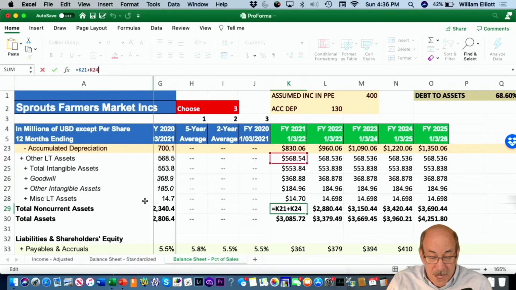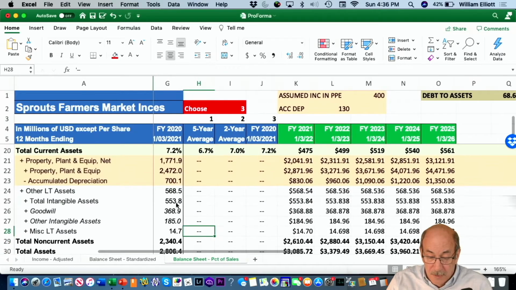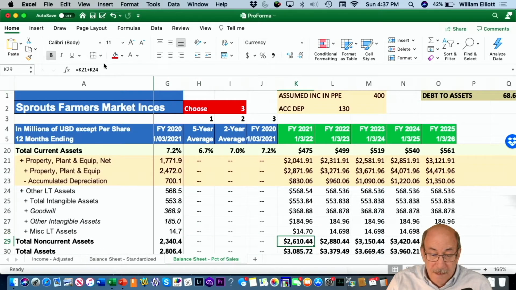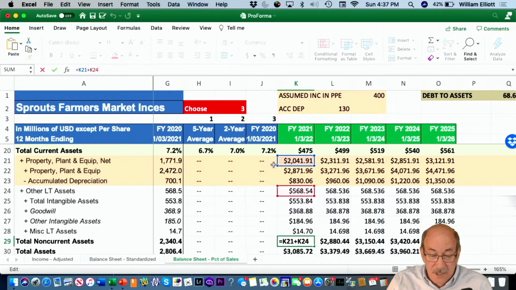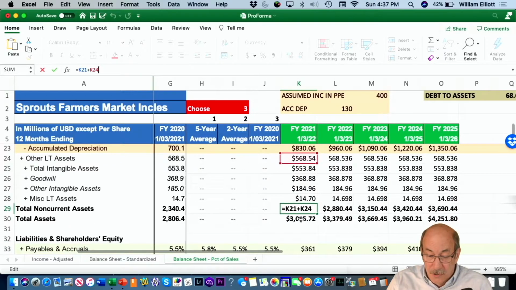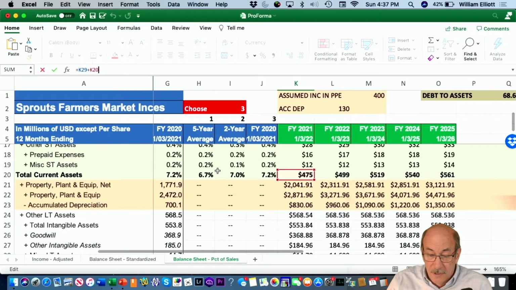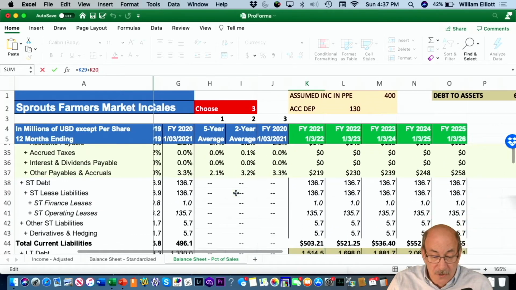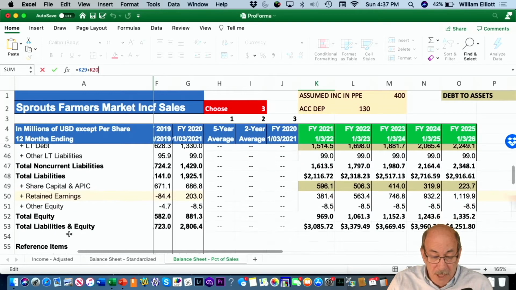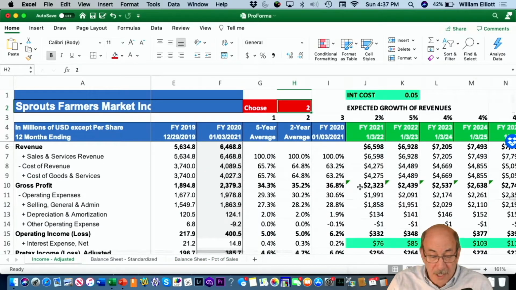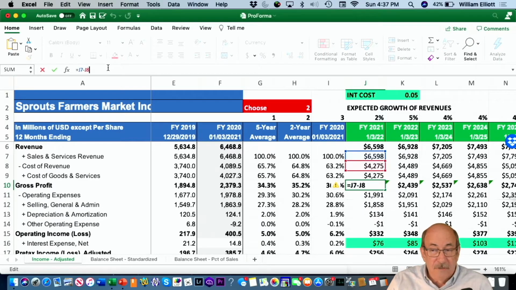So the total non-current assets, oops, what happened? How come it's frozen up on me? Total non-current assets is the PPE and the other long-term assets. And then total assets is the total non-current assets plus the total current assets, and so on. And I did the same thing with liabilities, and I did the same thing with equities, and I also did this over on the income statement. So for instance, instead of just being a number, this is actually a formula. Okay?